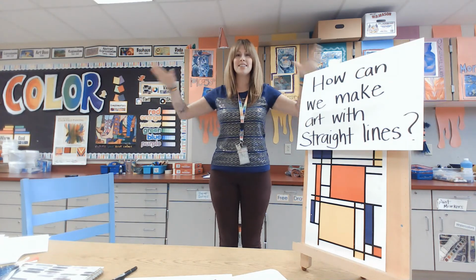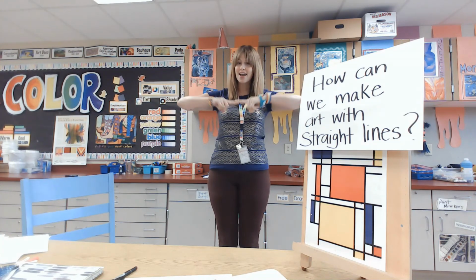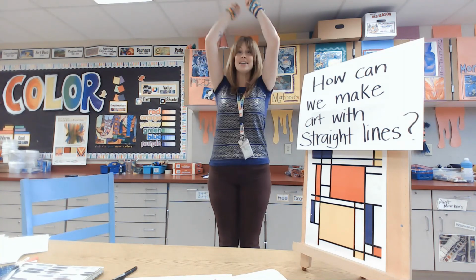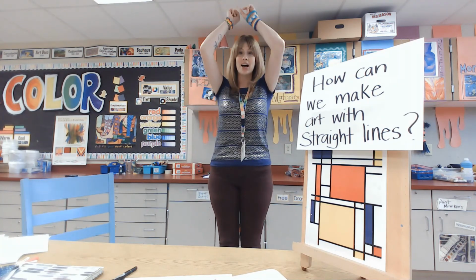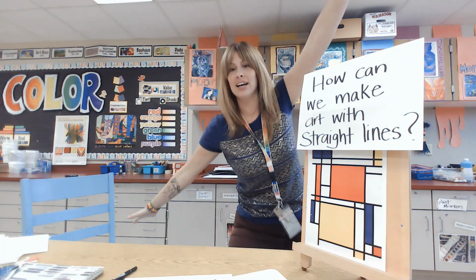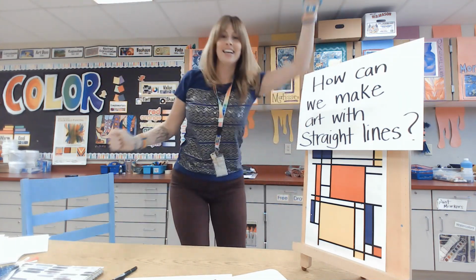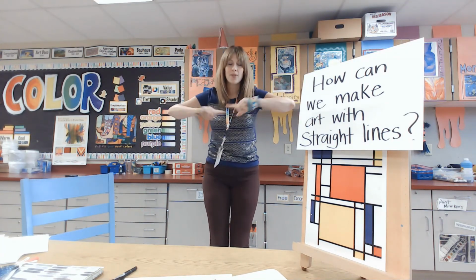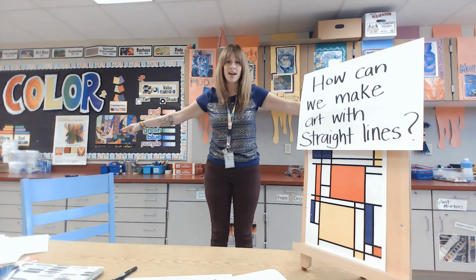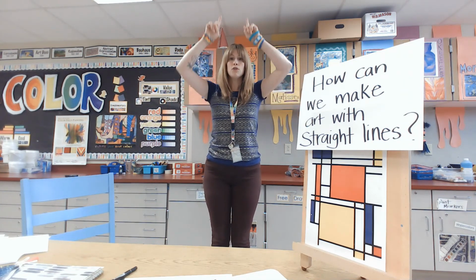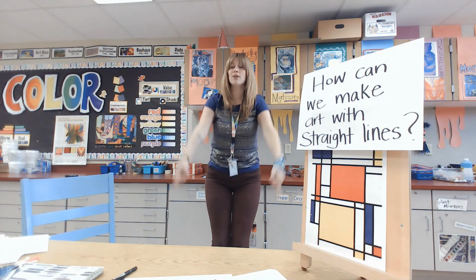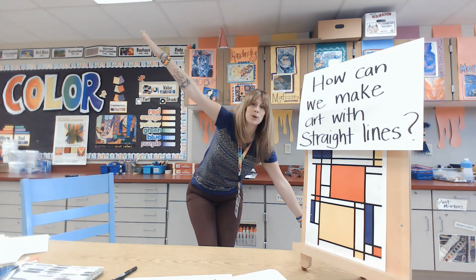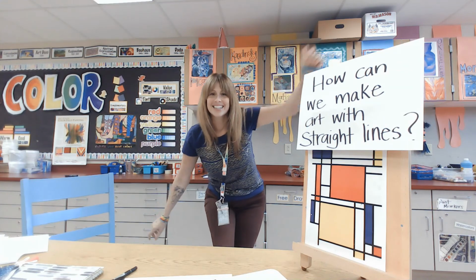Horizontal, horizontal, side to side, side to side. Vertical is up and down, vertical is up and down. Diagonal, diagonal. Let's try it again. Horizontal, horizontal, side to side, side to side. Vertical is up and down, vertical is up and down. Diagonal. See how my arms are diagonal? Corner to corner. Diagonal.